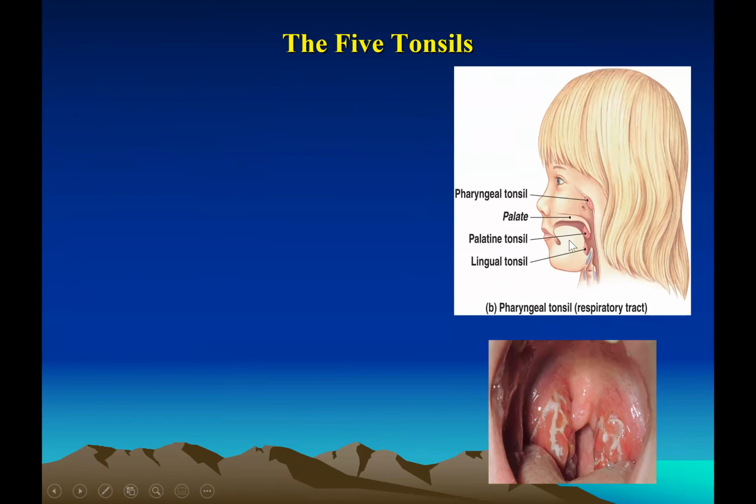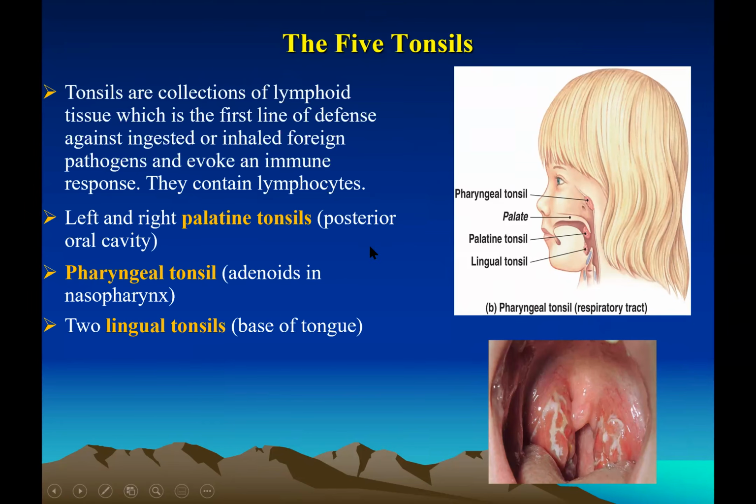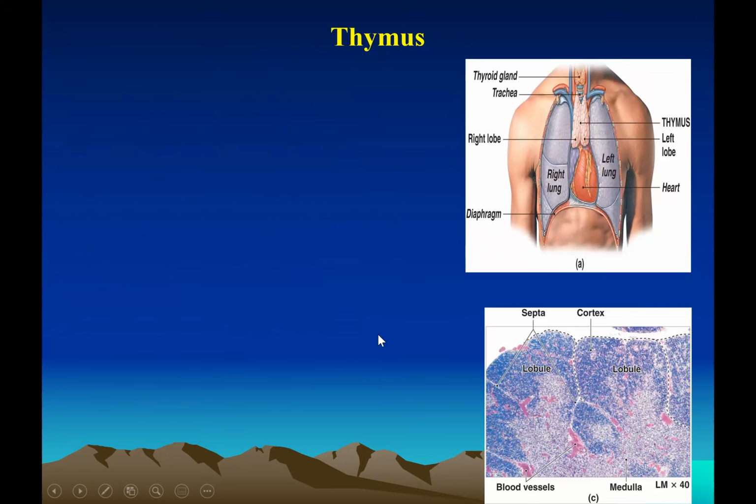So when we ingest food, there might be bacteria in it. So this is the first line of defense of any toxins that are entering the human body. So these are the 5 tonsils that are found in and around the oral cavity.